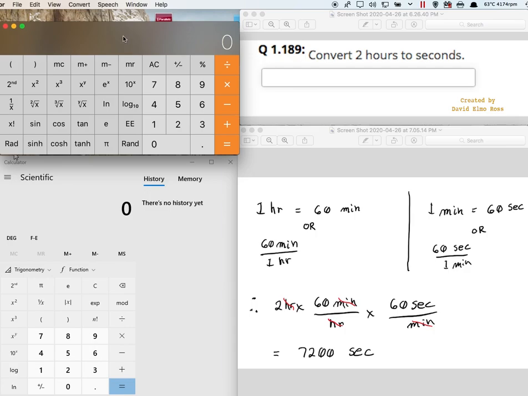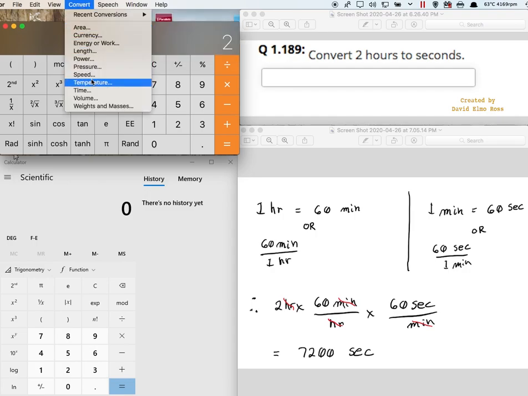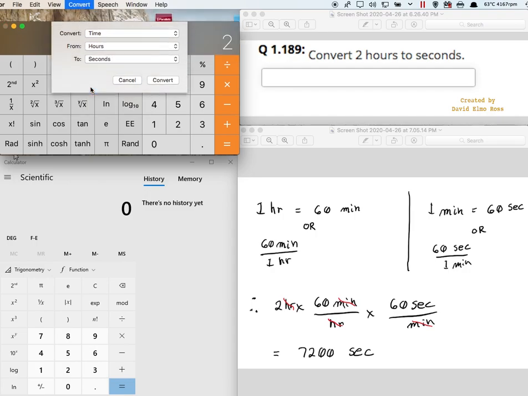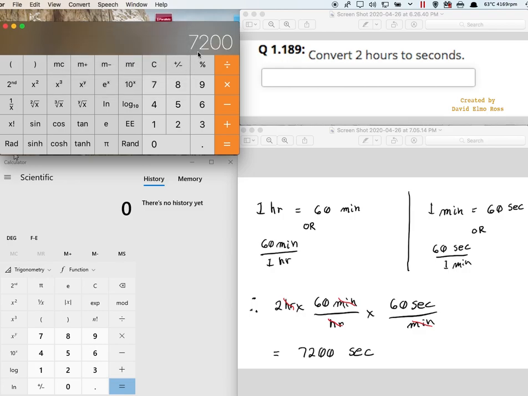Let's take a look at the Mac calculator first. And we want 2 hours, so I'm just going to click into it, and I'm going to say convert time. And under time we have hours, seconds. We can open this up and change to a number of different conversion factors, but we want hours to seconds. If we just say convert, there's our answer again, and again we write it in here.